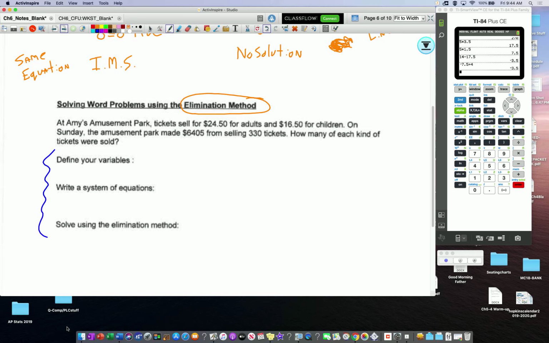Here it says at Amy's Amusement Park, tickets sell for $24.50 for adults and $16.50 for children. On Sunday, the amusement park made $6,405 from selling 330 tickets. How many of each kind of ticket were sold? So I have two types of tickets. X is going to be the number of adult tickets, and Y is going to be the number of children tickets. Technically, I should be saying sold.